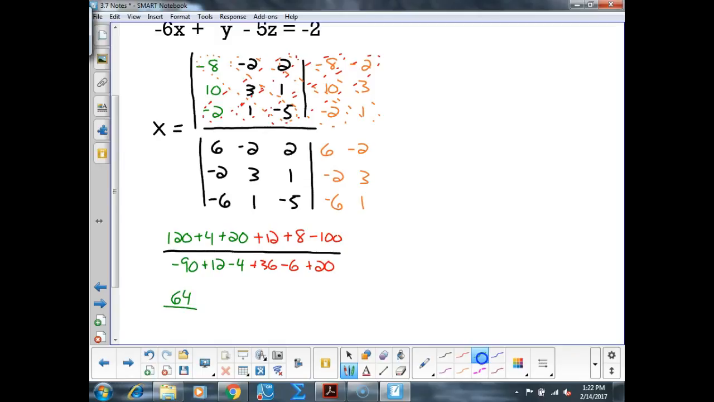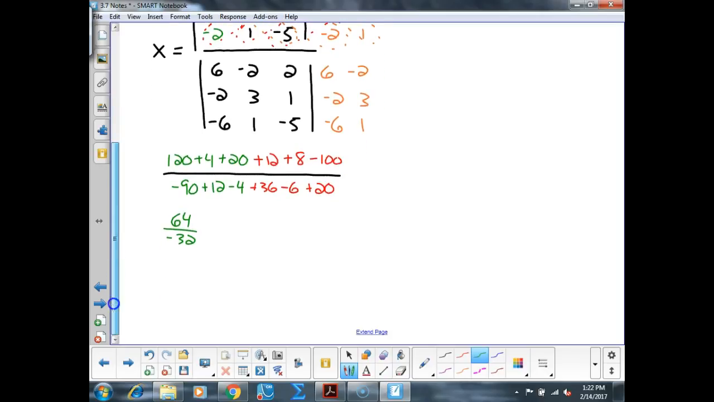On the bottom, let's see, 8, so that's negative 82, negative 52, negative 32. So x here is negative 2.